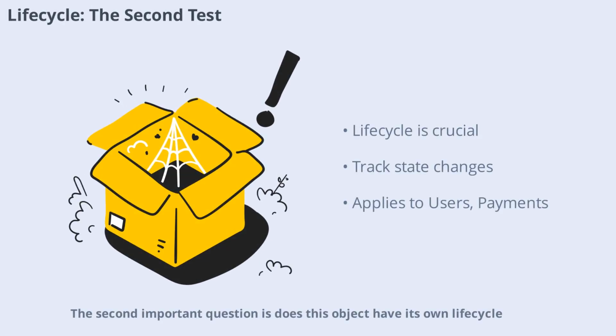The second important question is, does this object have its own lifecycle? Take the order example again. An order goes through several stages: created, paid, shipped, delivered. The system needs to track the same order as it moves through each of these stages. This lifecycle management is another reason why order is an entity. The same logic applies to other objects like user, payment, and product, each with their own identity and lifecycle.